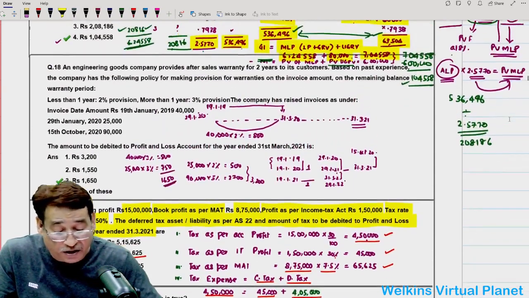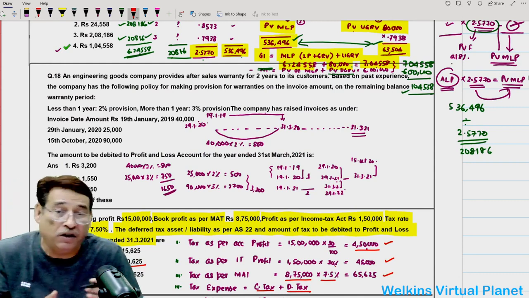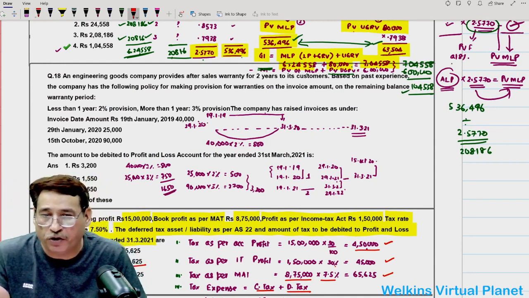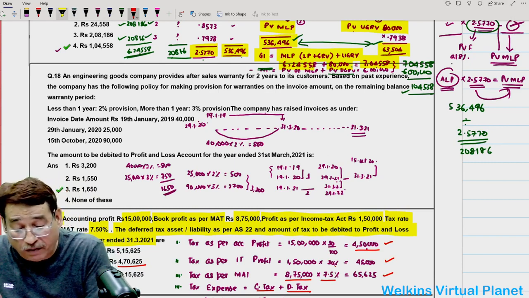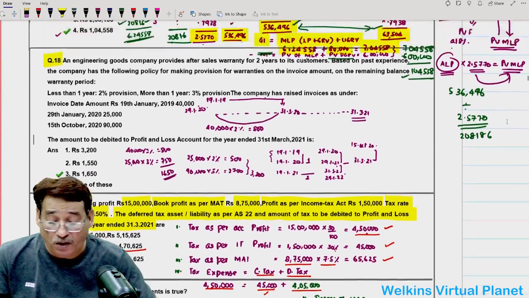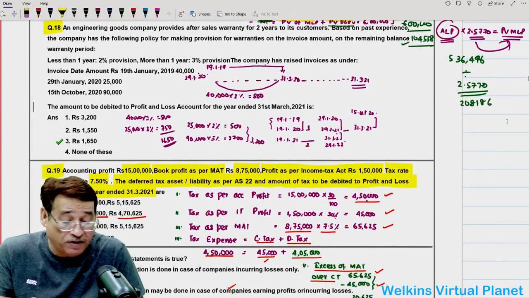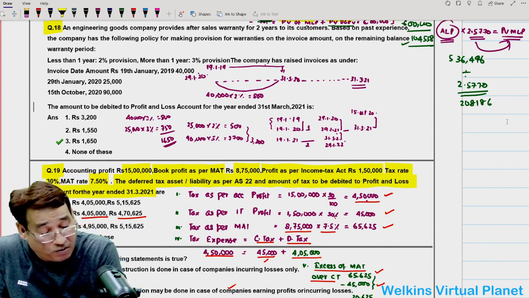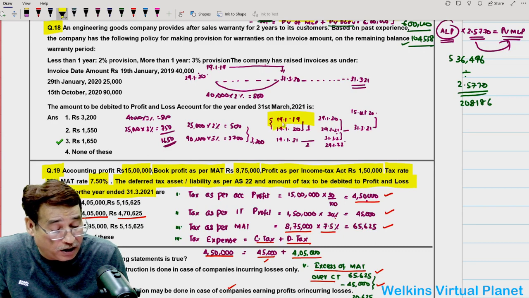Now, there is an interesting question. Question number 18. With that, we will come to the end of this particular session. And in the next session, I will take up all the short questions. Correct? All the short questions, all 20 short questions. Now, in this question, this question looks very innocuous, a very simple question it looks actually, but the question is not as simple as it looks, to be very honest with you.